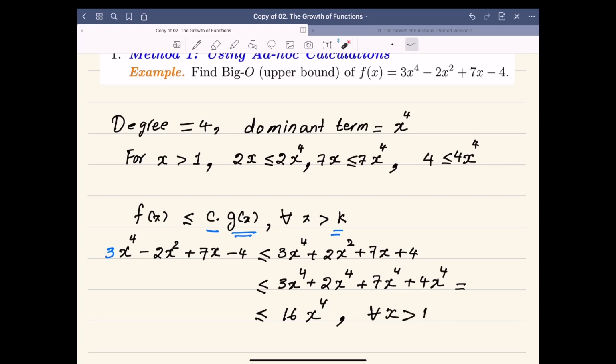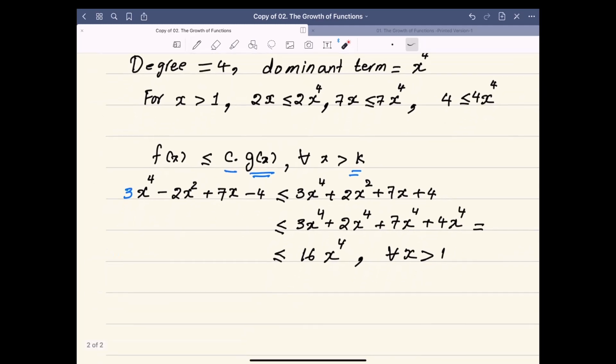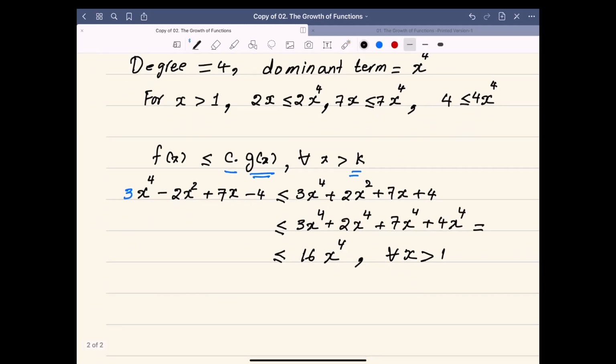And this is what we started with from here. Because you replace 2x squared by 2x raised to power 4 whenever x is greater than 1. So this is why we have x greater than 1. Now let us arrange the equation. So we say that f of x, which is this equation, is less than or equal to 16 multiplied by x raised to power 4 for all x greater than 1.